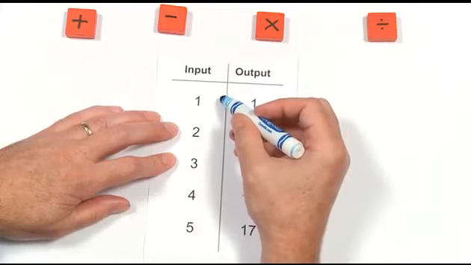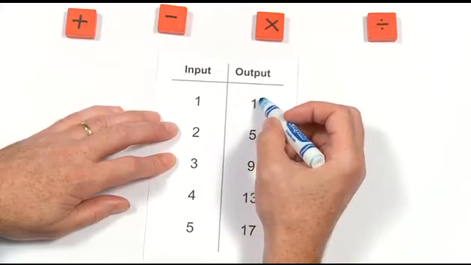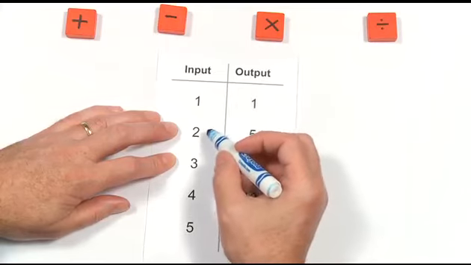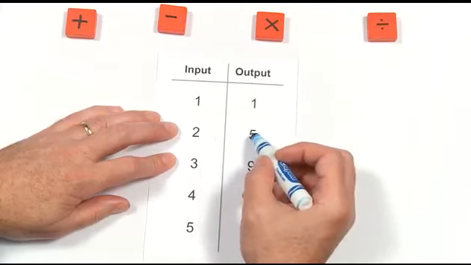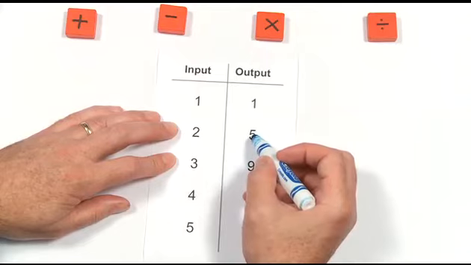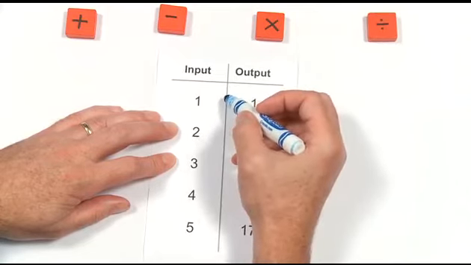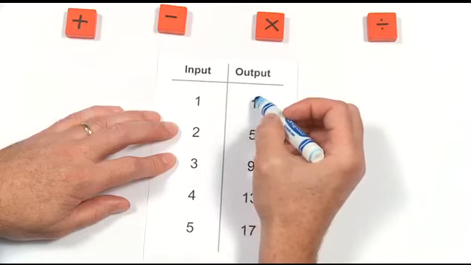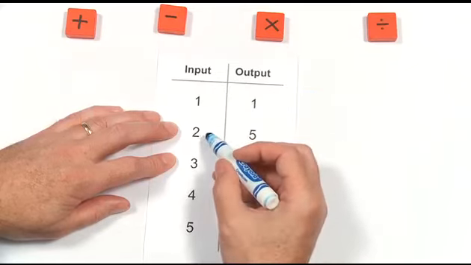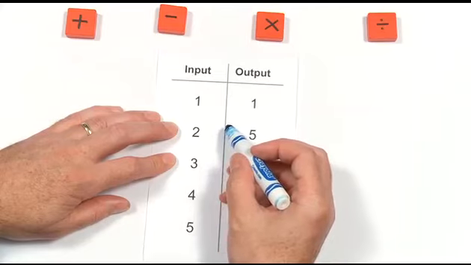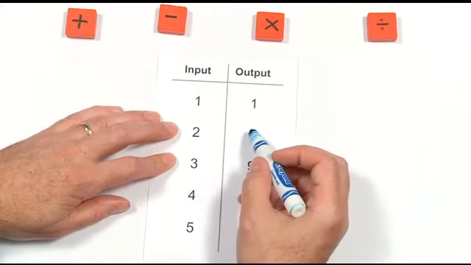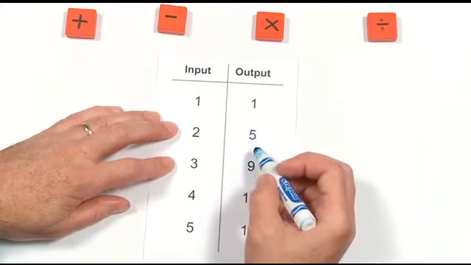Times 2, now if this was times 2, I'd have to subtract 1 here. 2 times 2 is 4. I have to add 1 here, so that's not going to work. Let's try times 3. 1 times 3 is 3, minus 2 is 1. 2 times 3 is 6, minus 1 is 5. No, that's not going to be consistent either.